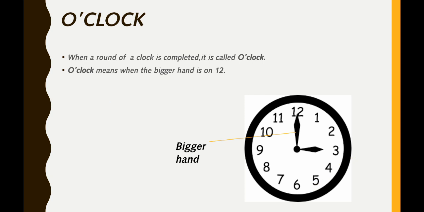When a round of a clock is completed, it is called o'clock. O'clock means when the bigger hand is on number 12.